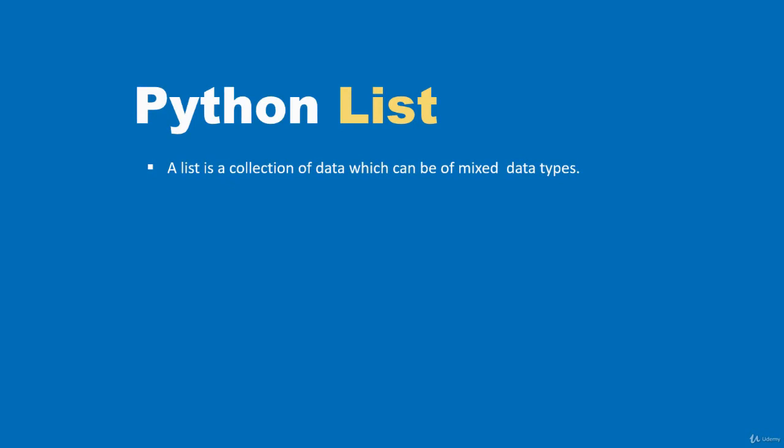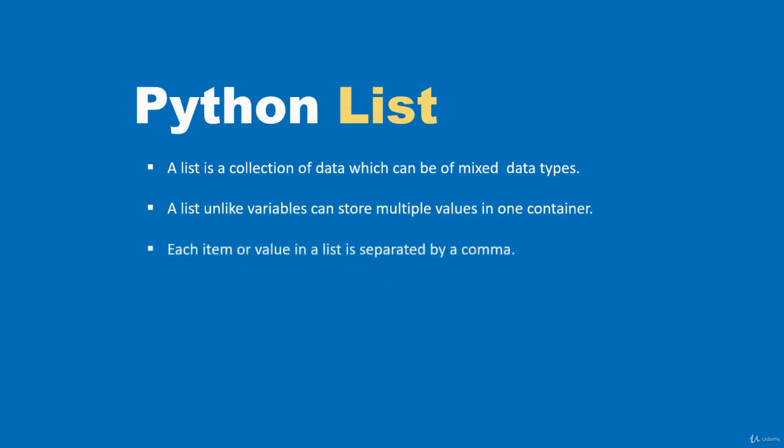Unlike variables that can only store one value in a container, a Python list can store multiple values inside one container. Each item in a list is separated by a comma, and you can create a list by using square brackets. For example, you can create a list called fruits, and you assign the values or the items for that list inside square brackets, and you separate each item by a comma.